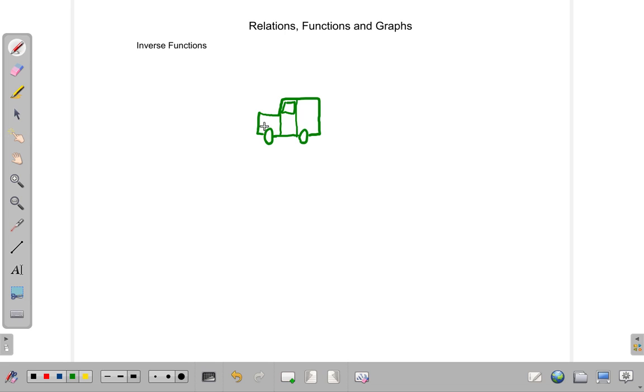Okay. The inverse function takes in the input. Let's say the input is A. So it's like you have gas going into the truck. And then the output through the exhaust, you have B, smoke coming through the exhaust, or something like that.